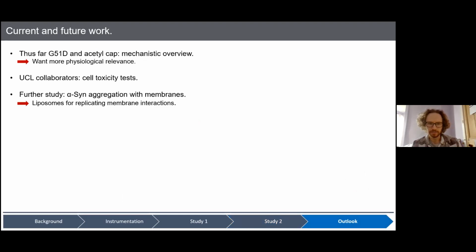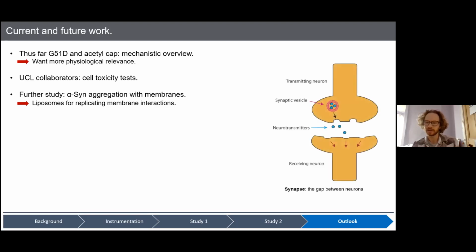So finally, just a bit of outlook and overview. So far this study gives us a basic view of how the acetyl cap and the G51D variant affect aggregation. However, we now want a more physiologically relevant context. So currently our collaborators in University College London are doing some cell toxicity tests by adding aggregates to cells to determine what effects the variants have. While here I've started testing the interaction between alpha-synuclein aggregation and cellular membranes.